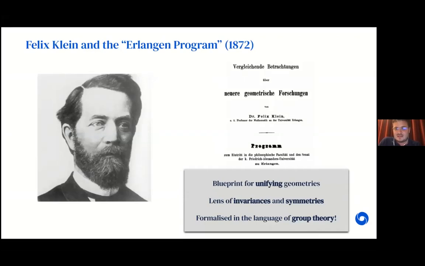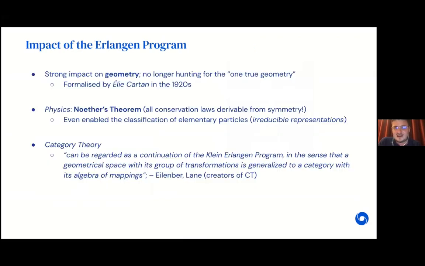It cannot be overstated how much of an impact this had on mathematics. In terms of geometry, especially through follow-up work of Élie Cartan, all of these competing geometries in the 1800s were unified under this lens of group theory, which meant you didn't really need to hunt for the one true geometry anymore. All you needed to do was decide on a domain and decide on a set of symmetries that you wanted to be invariant to, and this was sufficient to define all the rules of your geometry.